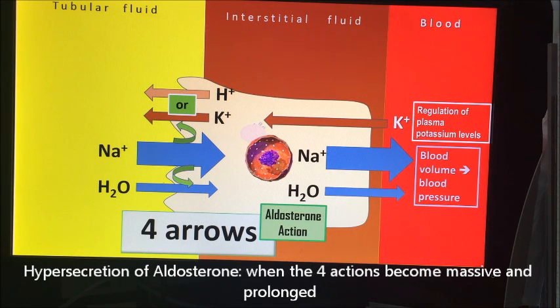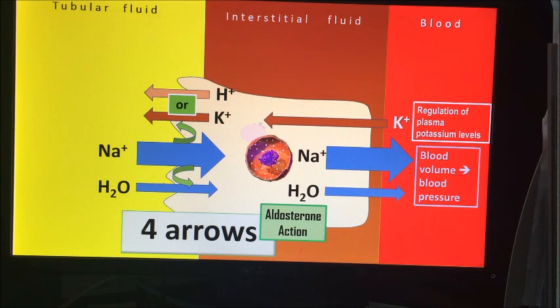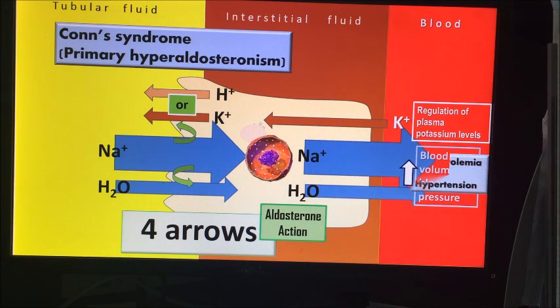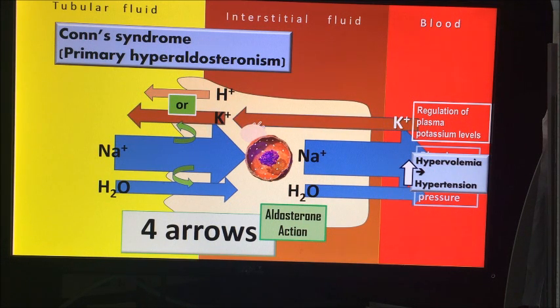Understandably, the four actions of aldosterone and their respective effects will be exaggerated when aldosterone levels are constantly higher than normal, such as in the case of tumors of the adrenal cortex. For example, Conn's syndrome. Sodium retention in the blood results in increased blood volume and higher than normal blood pressure called hypertension. Increased loss of potassium into the tubular fluid and its subsequent loss in the urine results in low plasma potassium levels or hypokalemia.